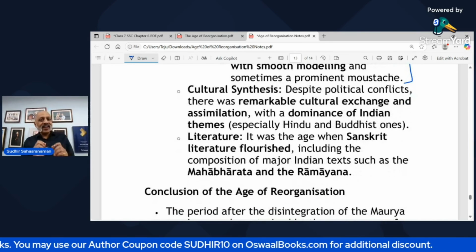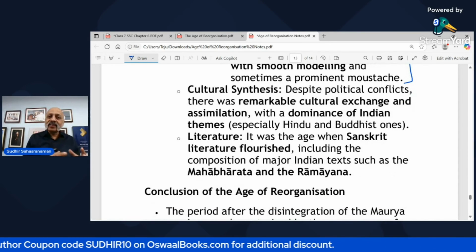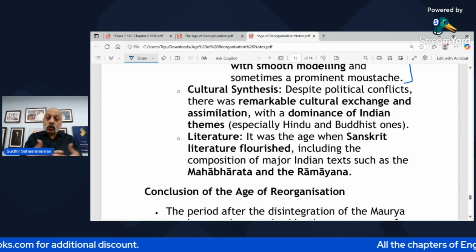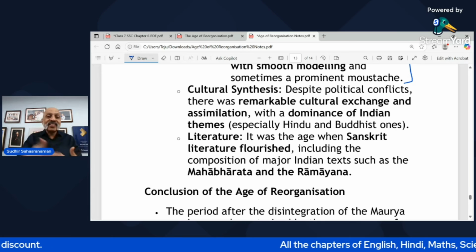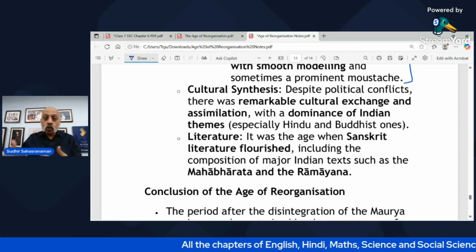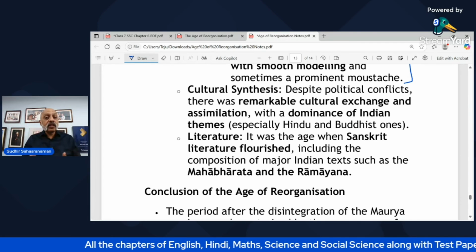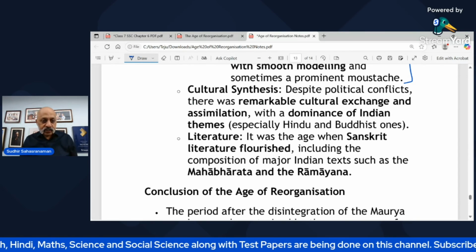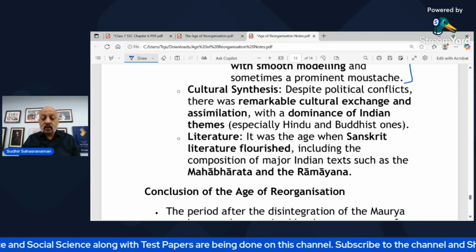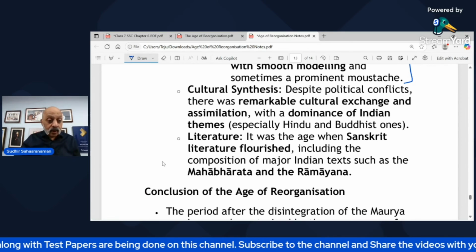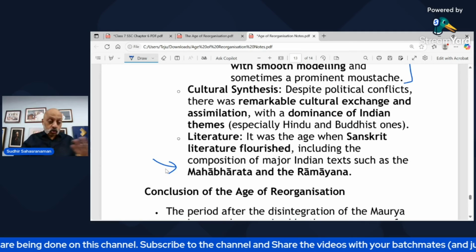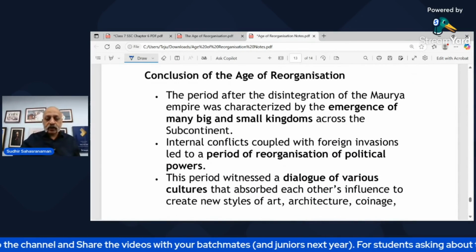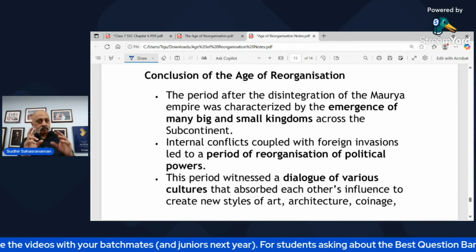So basically what it essentially means is that there was a lot of synthesis. What is the meaning of the word synthesis? Coming together, intermingling of different styles of art and culture. Hindu, Buddhist, Greek, Roman, everything got mixed up and it created a different work of art and literature and culture. And Sanskrit literature flourished during this time, and the Mahabharata and Ramayana also were written a lot during this time.